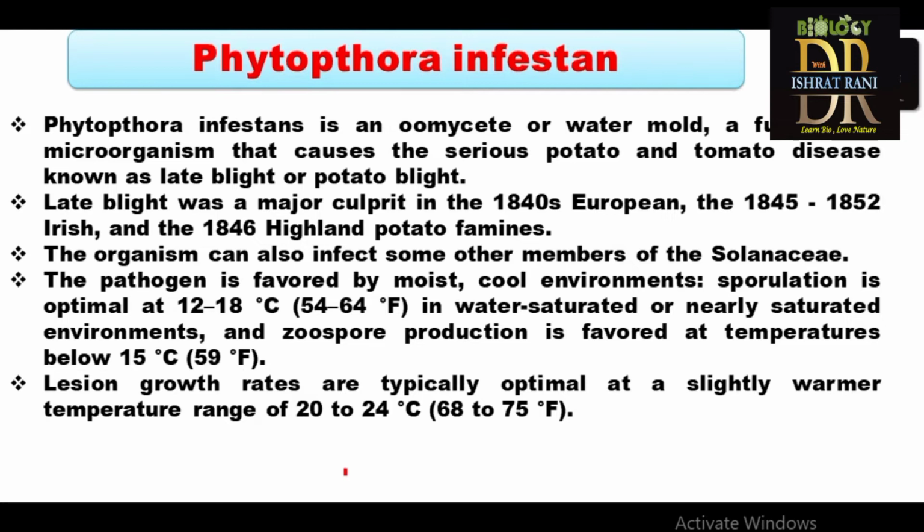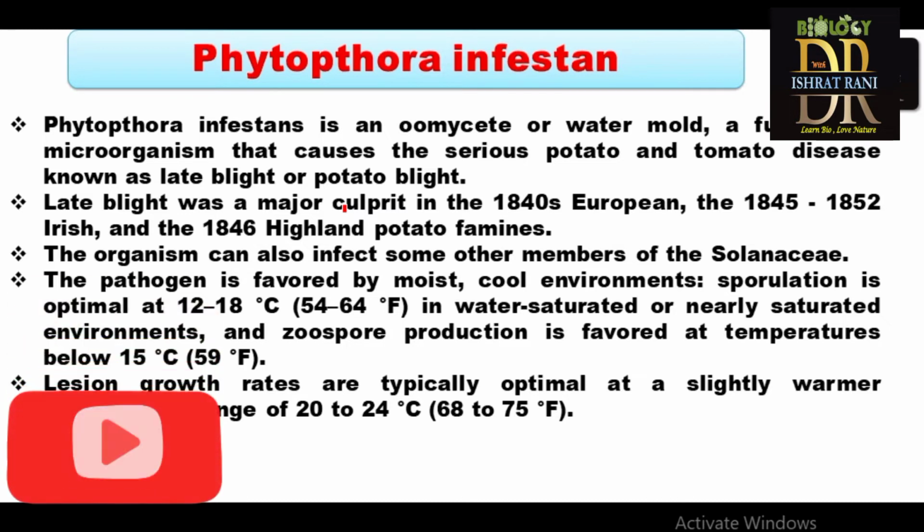Phytophthora infestans is an oomycete, or you can say a water mold, a fungus-like microorganism that causes serious disease in potatoes and tomatoes and other members of the family Solanaceae. It causes late blight of potatoes. Late blight was a major culprit in the Irish potato famine of the 1840s, and in 1846 in the Highland potato famines. The organism can infect some other members of the Solanaceae as well.